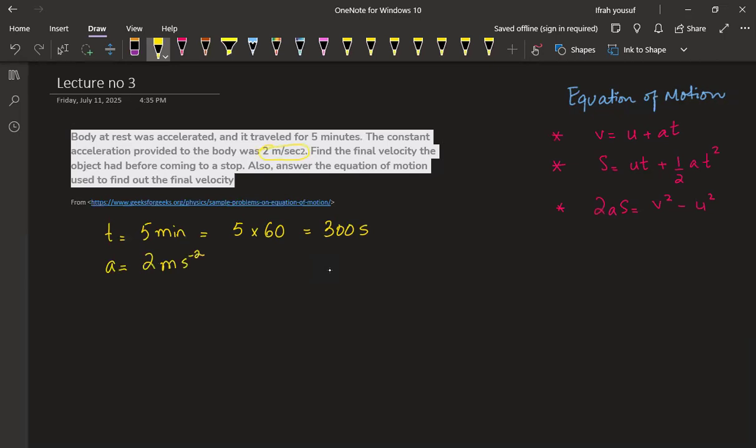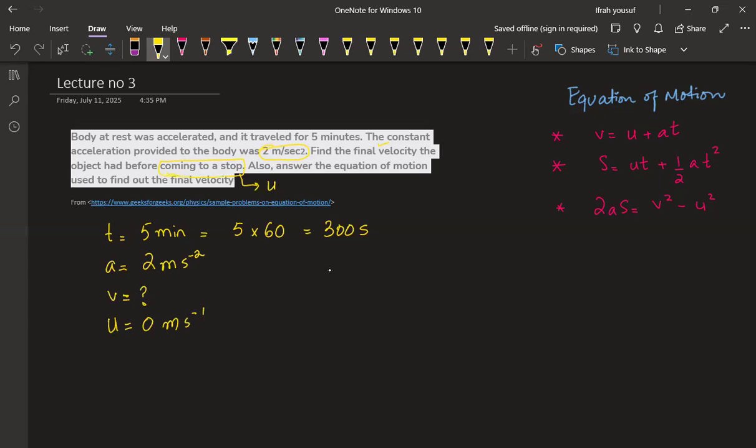Can we write it in this way? Is it the same thing? Okay. Find the final velocity. They are saying final velocity. We have to find out the final velocity, that is v. The object had before coming to a stop. Coming to a stop means the body finally reaches rest. So that's going to be your u. So u is going to be 0, right?